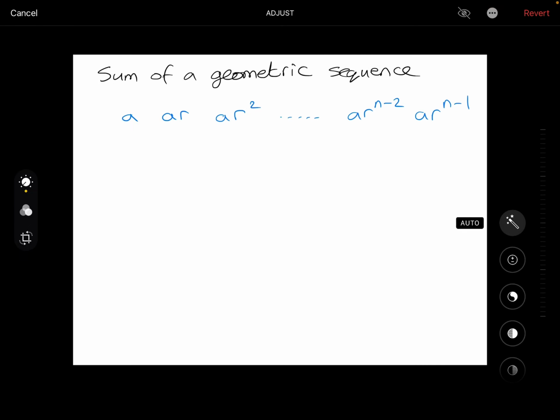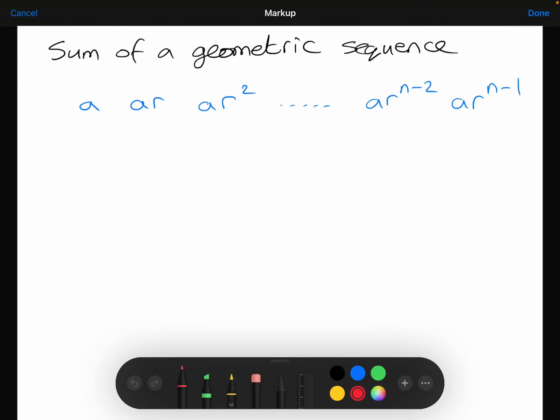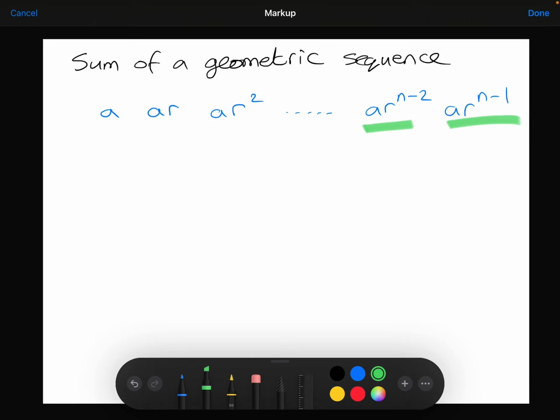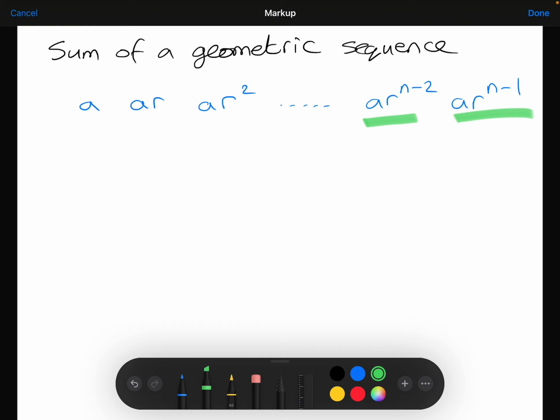What about the sum of a geometric series? What about if I wanted to add up all of these terms? So the first term is a, the second term is ar, the third term is ar squared, and so on. We know the nth term would be ar to the power n minus 1. The term before that would have one less r in it, so ar to the n minus 2. And what sum would I get when I add all of these things together?